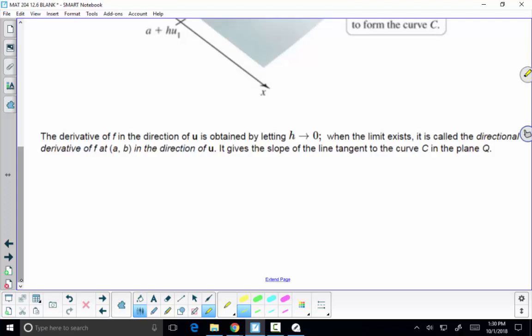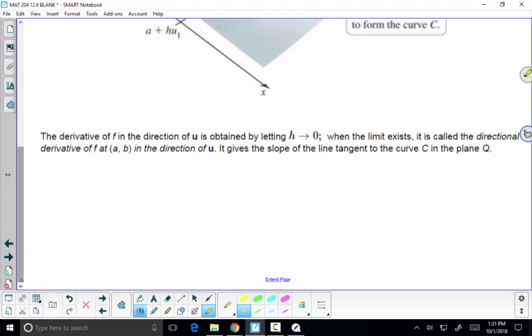There are all sorts of shortcuts, but we usually just say the derivative in the u direction. We really mean the directional derivative, but you know what we mean. When we say the derivative in the u direction, or the rate of change in the u direction, we mean the slope of the tangent in that direction.